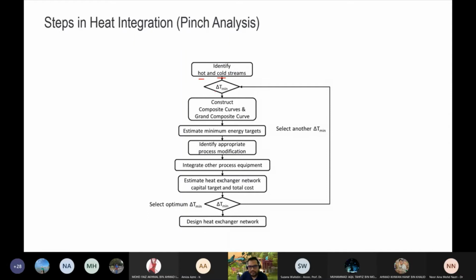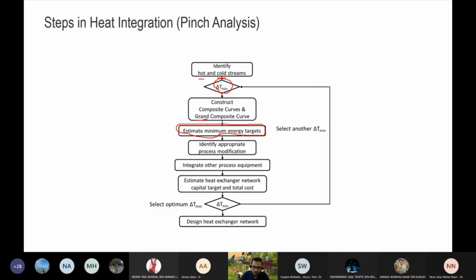And then we select delta T min, and I will show you what this delta T min means. Based on this delta T min, we then construct the composite curve and then the grand composite curve. And then we can see the minimum energy target. So this is the first thing that we can see. We don't have any design, it's just getting the data, constructing the curves, and then we get the energy targets.